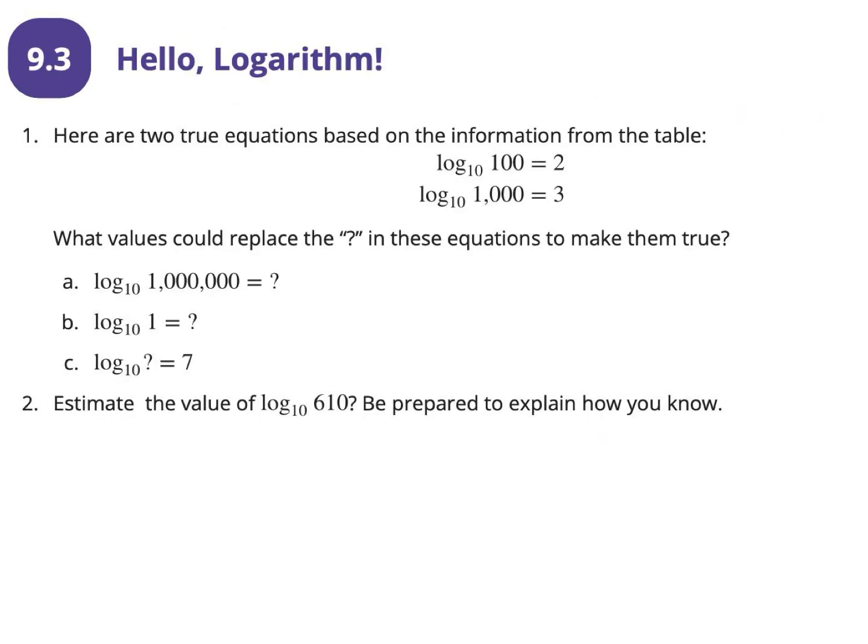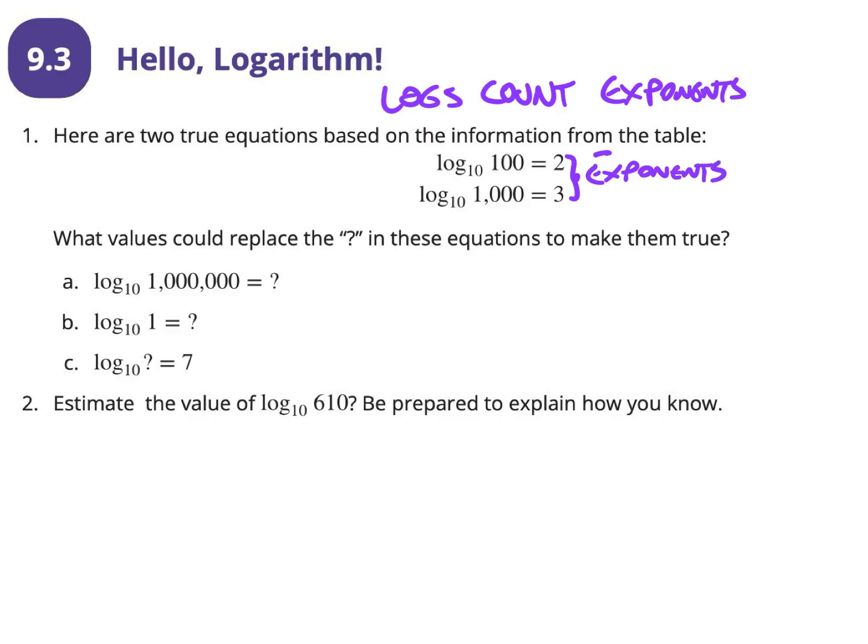Okay, so logs count exponents. What does that mean? These numbers 2 and 3 are the exponents. 10 is the base, and these are the answers. So in exponential form, it would be 10 squared equals 100, and 10 cubed equals 1,000.